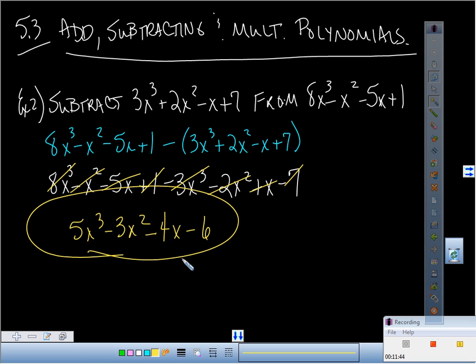So can everybody add and subtract? I mean, the only thing that would be different if this was an addition sign, you could just drop the parentheses. It doesn't change anybody's signs. So you could just drop the parentheses and keep everybody, collect your like terms. Okay? All right, so let's talk about multiplying.